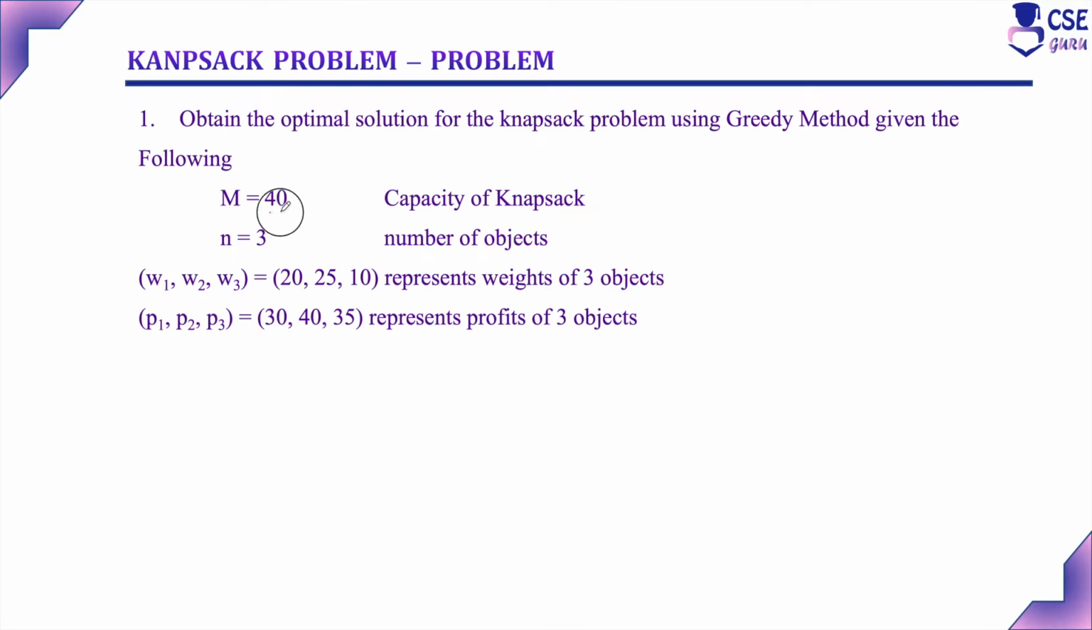M is equal to 40. So this represents the capacity of the knapsack, and N is 3. There are 3 objects, and the corresponding weights are W1 is 20, W2 is 25 and W3 is 10. And the corresponding profits are P1 30, P2 is 40 and P3 is 35.